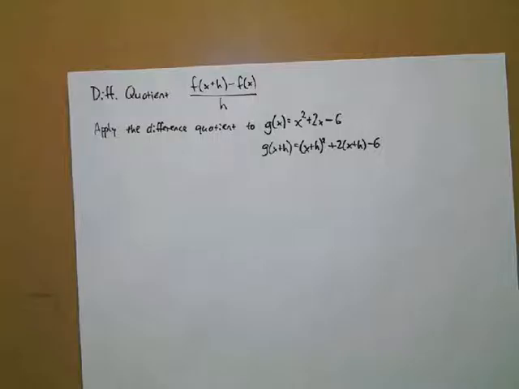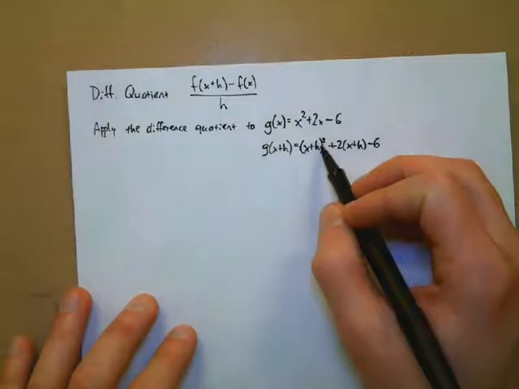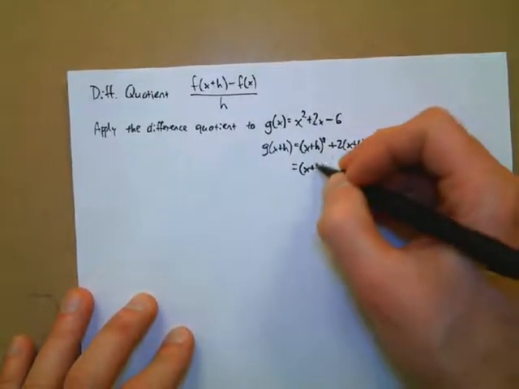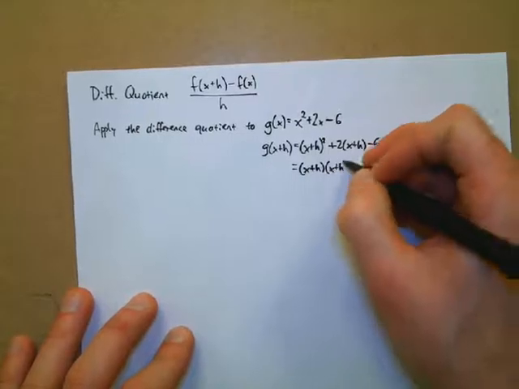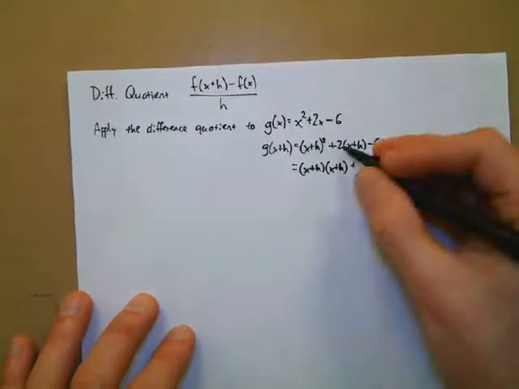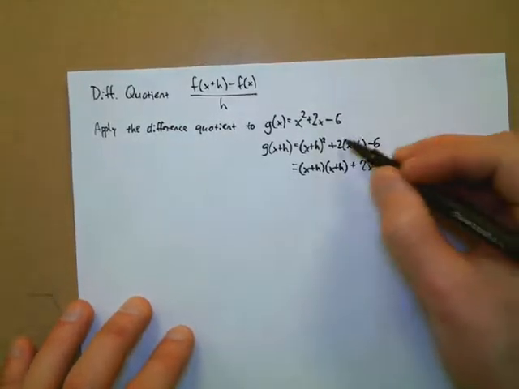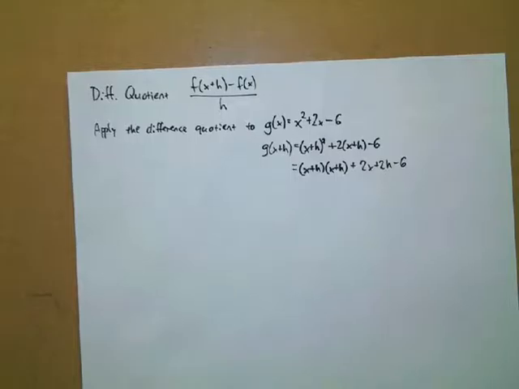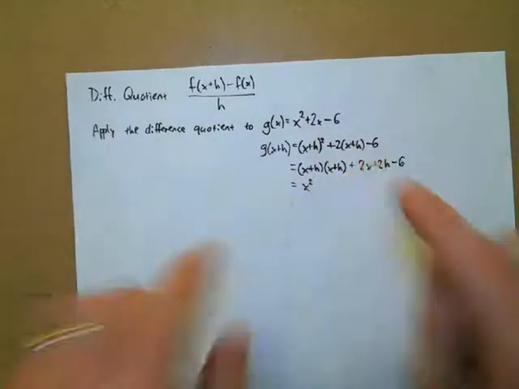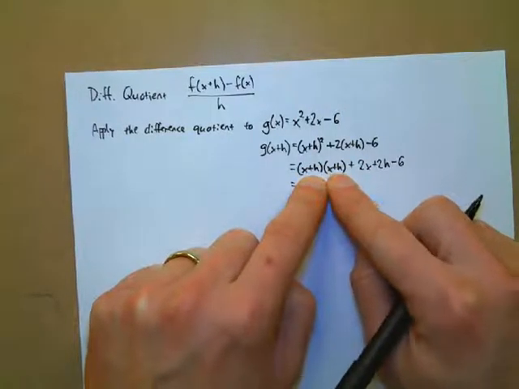I'll go ahead and distribute the 2 here, so we have 2x plus 2h, and then minus the 6. So x times x is x squared. x times h, xh. h times x, hx, or also xh. So we're going to have 2xh for our middle term, and then h times h is h squared. Plus 2x plus 2h minus 6. Question on anything? No? Okay.